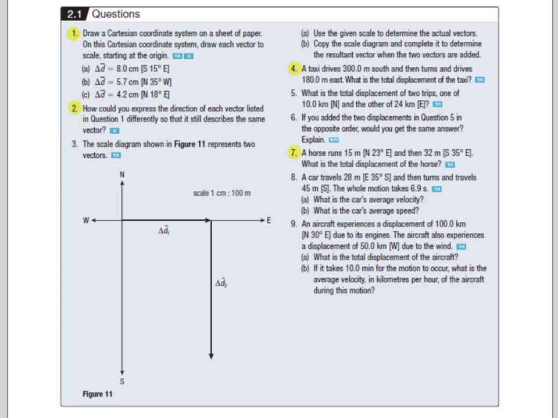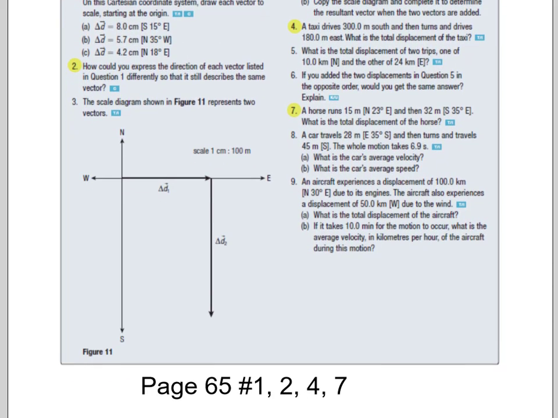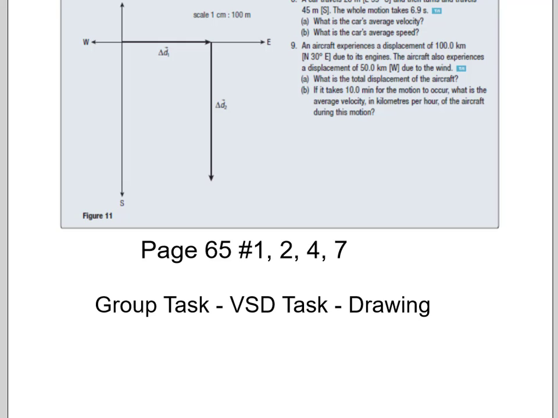Okay, on page 65, you'll find a couple more to try, 1, 2, 4, 7. And there is also a vector scale diagram task.